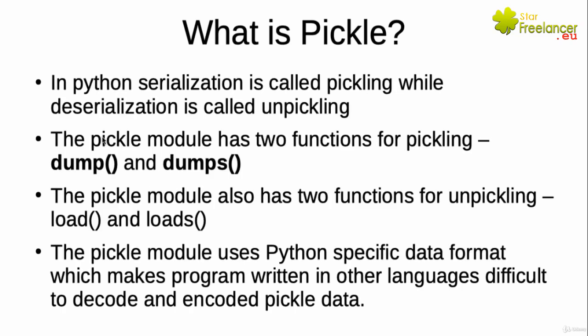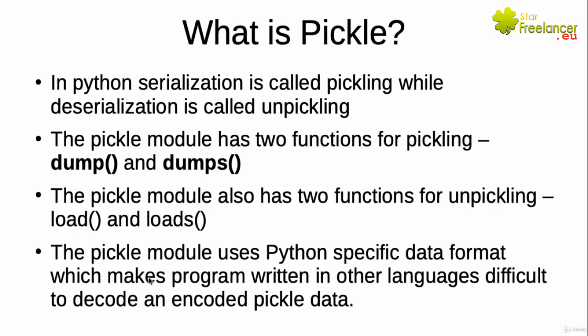Let's continue. In Python, serialization is called pickling. Why deserialization is called what? Unpickling. So remember that in Python, instead of using the word serialization, we use pickling. And for deserialization, we use unpickling. The pickle module has two functions for pickling, that is dump and dumps. We are mainly going to use dump in this class. The pickle module also has two functions for unpickling, that is for decoding: load and loads. We are going to use load.